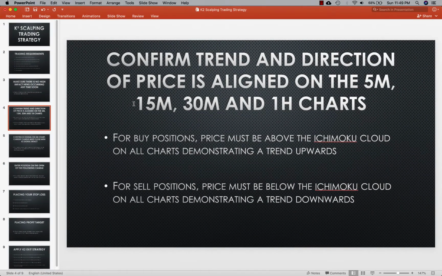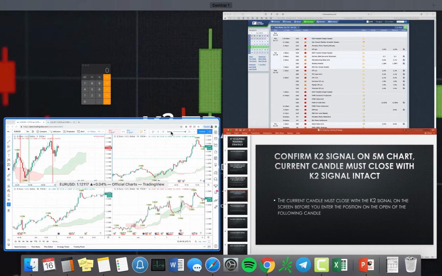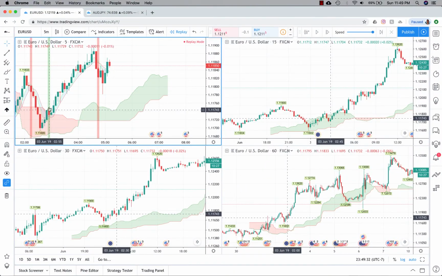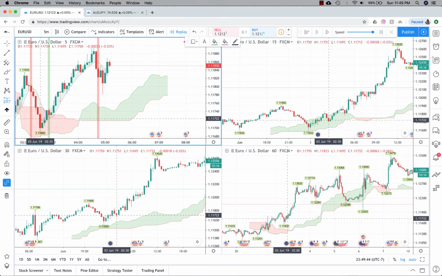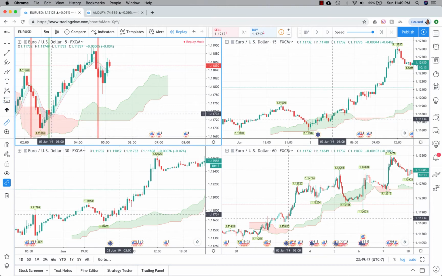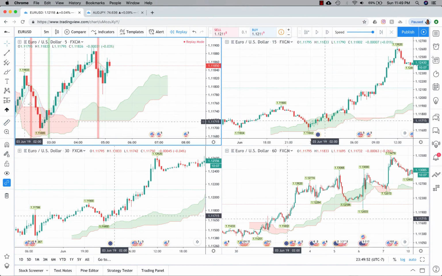So after you confirm the trend and direction of price, you can move on to the next requirement, and you'll have to confirm the K2 signal on the 5-minute chart. And you'll have to wait for that candle to close to confirm that it is an accurate momentum swing up. And then let me show you how it looks here. So if you see here, it has a green bar right here. This green bar is a K2 signal. And if you waited for it to close, you would have entered on the opening here, and you would have caught this huge swing up right here. It's a really big swing. Let's see how many pips that is. That would be about, wow, not bad, 15 pips in about an hour. Hour and 45 actually.